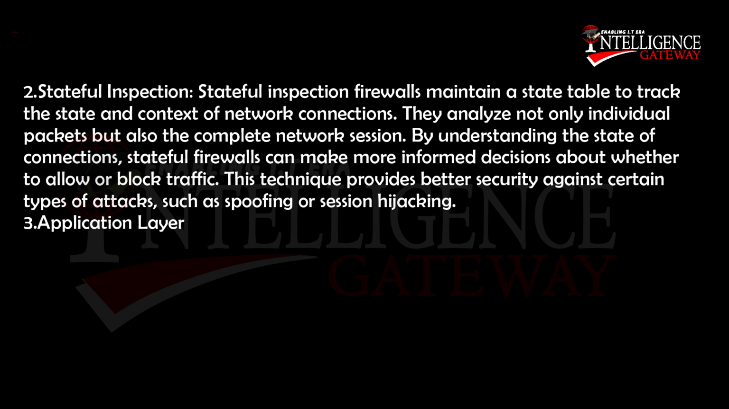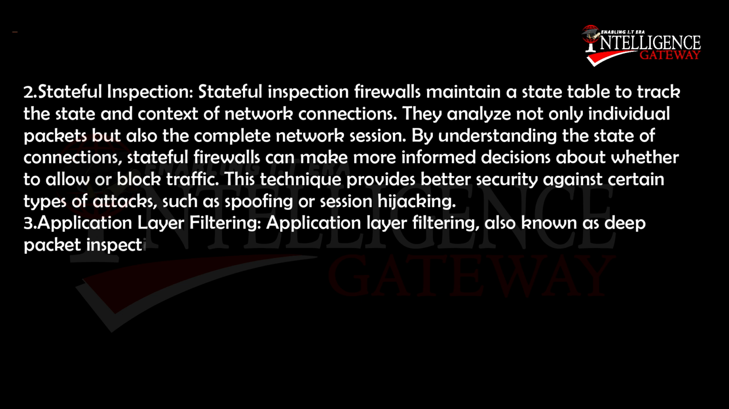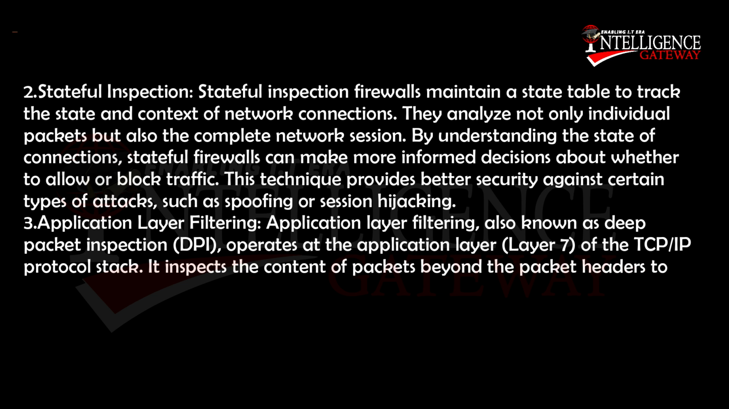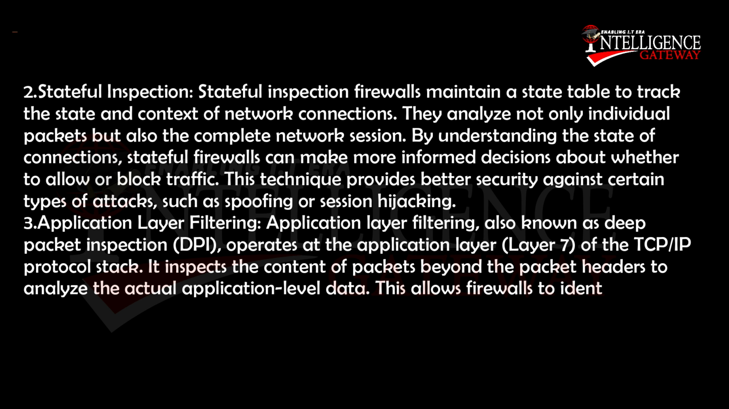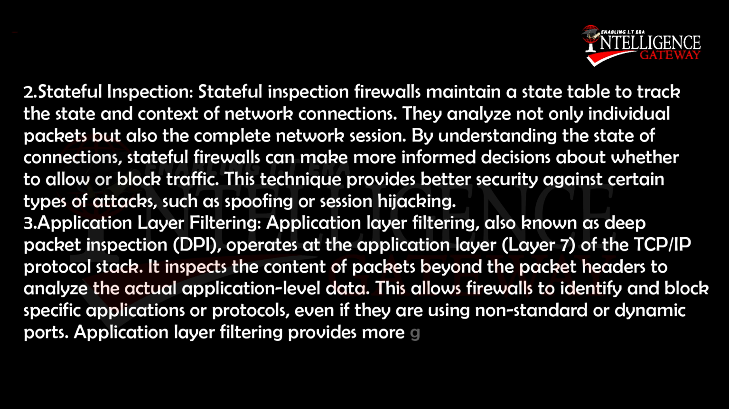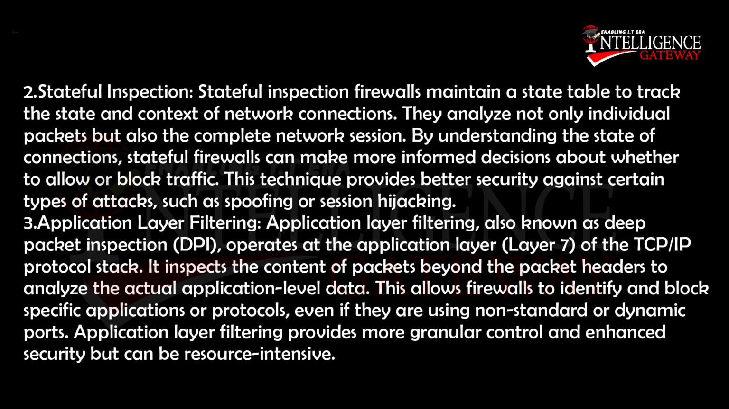3. Application layer filtering. Application layer filtering, also known as deep packet inspection, DPI, operates at the application layer, layer 7, of the TCP/IP protocol stack. It inspects the content of packets beyond the packet headers to analyze the actual application-level data. This allows firewalls to identify and block specific applications or protocols, even if they are using non-standard or dynamic ports. Application layer filtering provides more granular control and enhanced security but can be resource-intensive.